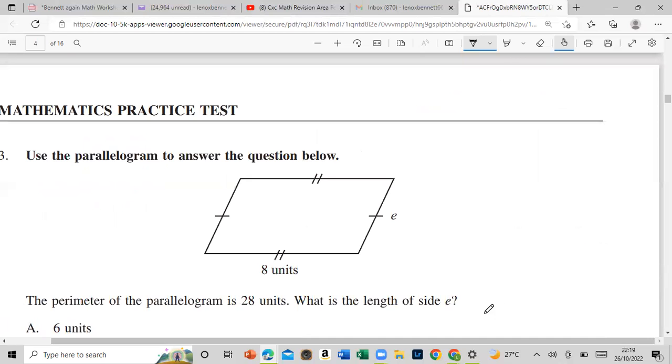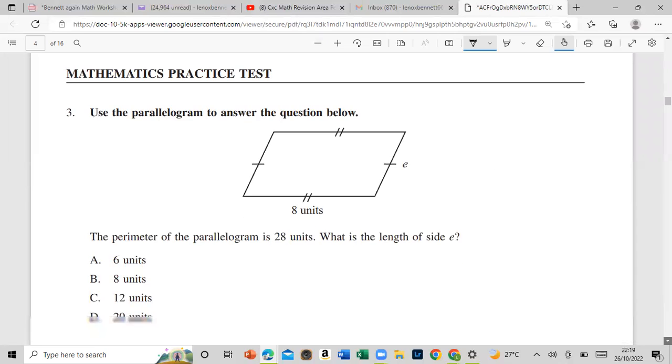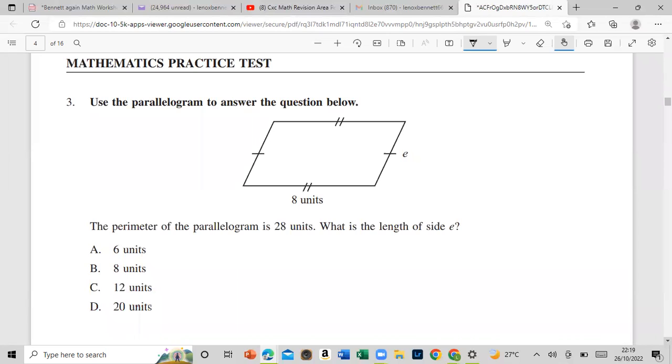Alright, let's look at number 3. It says, use parallelogram to answer the question below. I'm going to kind of zoom a bit so you guys can see. Again, guys, remember you're encouraged to try the question before I do the solution. So here's a parallelogram. The perimeter of the parallelogram is 28 centimeters, 28 units. What is the length of side E?